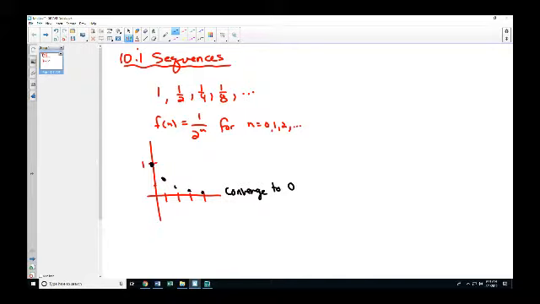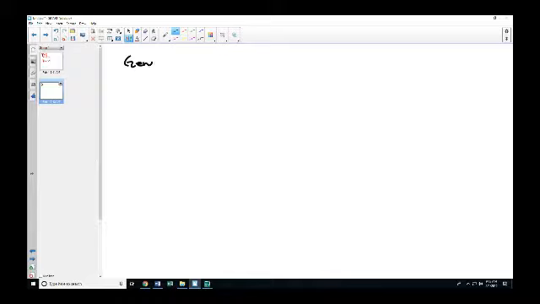Okay, so one of the things that I'll ask you to do is I'll give you a general term. This is called a general term. So if that's the general term that defines each term of the sequence, right? We can say that n has to be, we can define our domain.